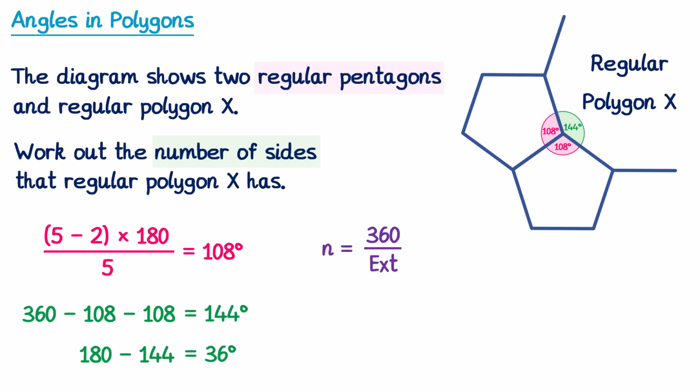We now know the exterior is 36, so we can use the sides formula. The number of sides is 360 divided by the exterior, which is 36. This gives you 10, so the shape must have 10 sides. And that's the answer to this question.